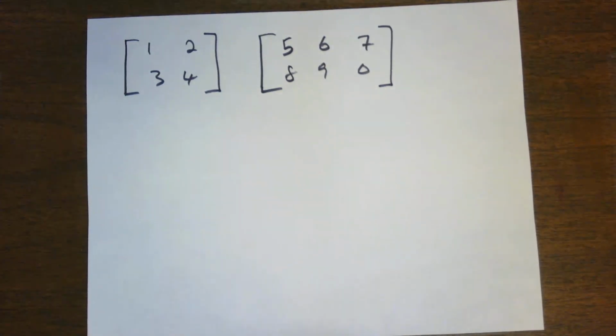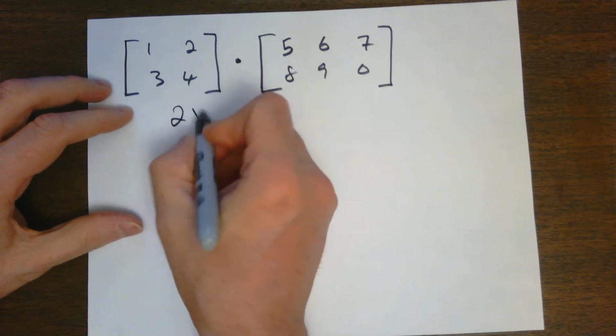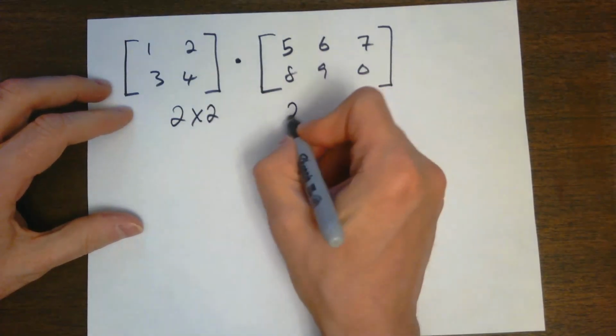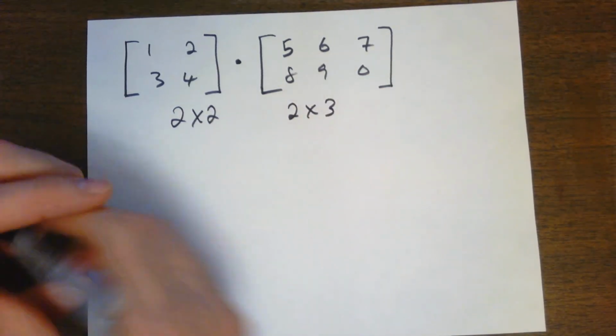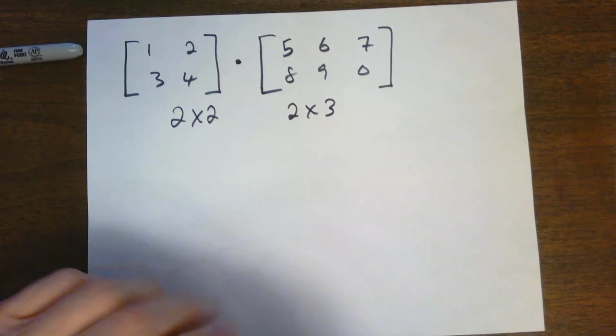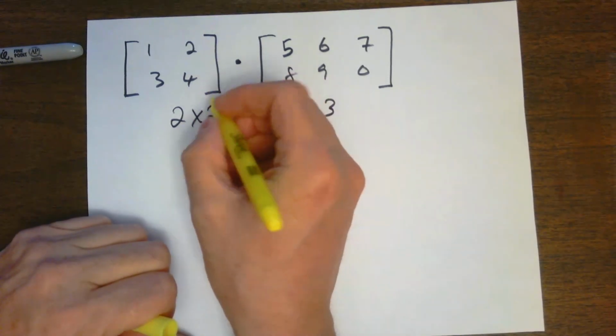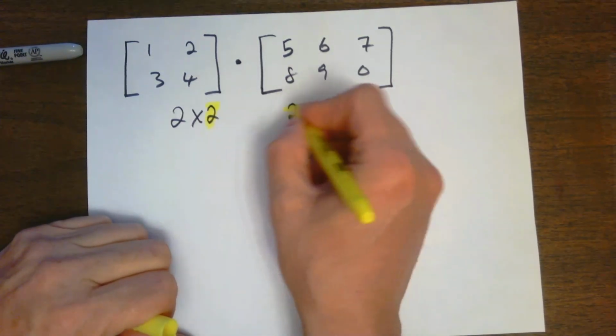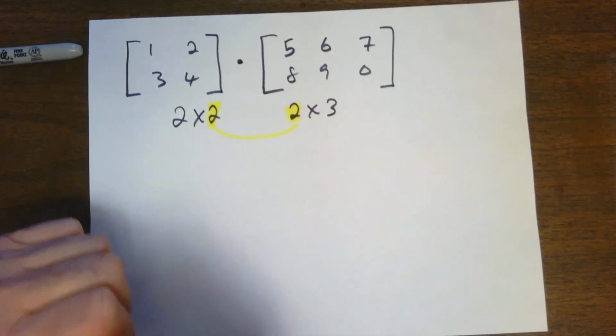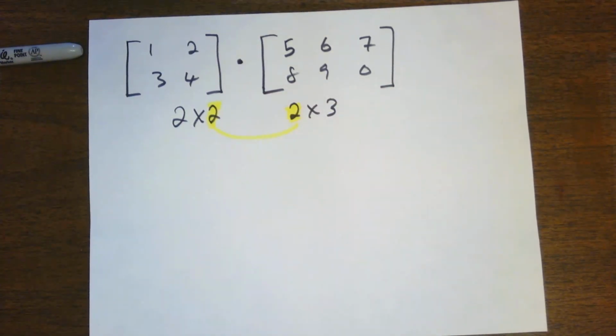Take a look at these matrices. Can I multiply them together? Is that possible? This matrix is a 2 by 2. This matrix is a 2 by 3. Well, I've got the same number of columns in my first matrix as rows in my second matrix. Since those are the same, yes, I can multiply them together.